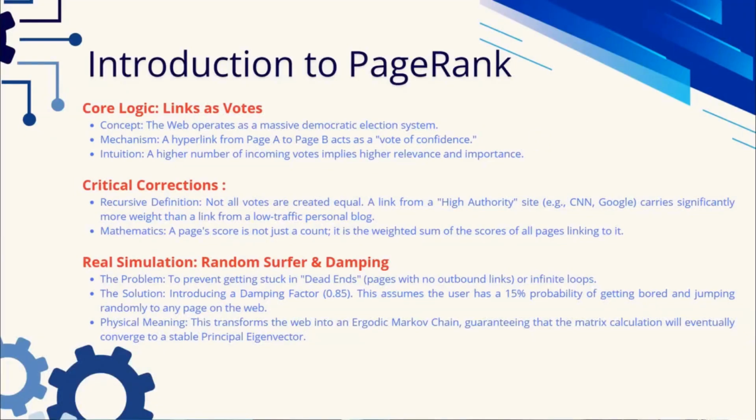PageRank treats hyperlinks as votes in a democratic system, but weights them based on source authority, meaning links from influential sites carry significantly more power. By incorporating a random surfer model with a damping factor to ensure mathematical stability, the algorithm computes the principal eigenvector of the Google matrix, thereby objectively quantifying the global importance of every page.